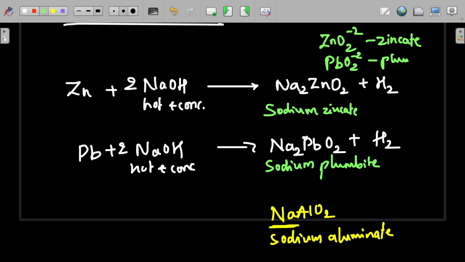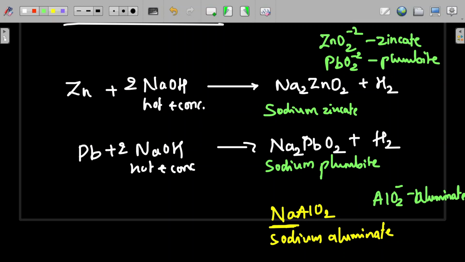This is plumbite. And for aluminate, what will be? AlO2 minus. Not minus 2, it is minus. So it's an aluminate ion. Therefore, you will take only one Na here. But here, to satisfy minus 2, you need to have 2 Na plus.